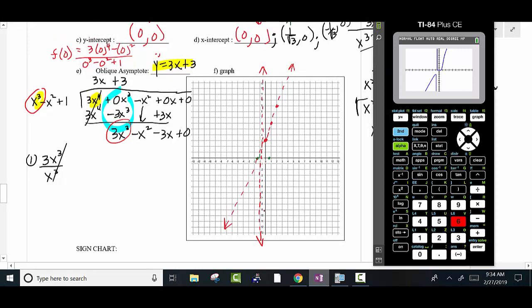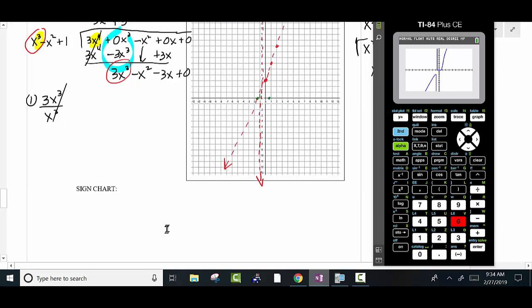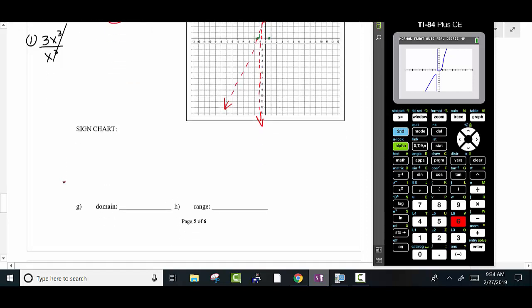All right, now what I want to do next here is I want to talk about what the sign chart's going to do. I want to talk about that, but I'm going to do a couple of things on the calculator. If you're doing your homework and you're kind of in a pinch for time, sign charts can take time, you can do them on your calculator.